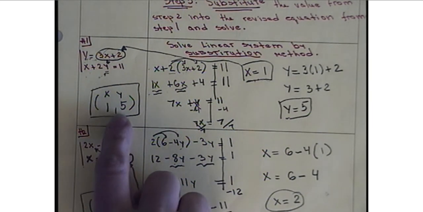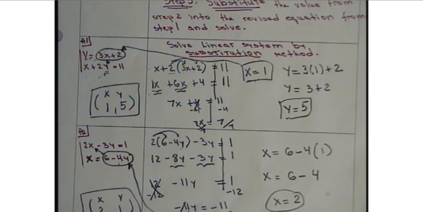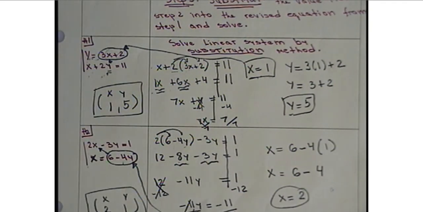Once you have both x and y, then you can finalize the solution and write it down as an ordered pair, because remember when we discussed graphing and you had two equations that cross each other and they have one solution, the crossing point is the ordered pair that is the solution to the system.